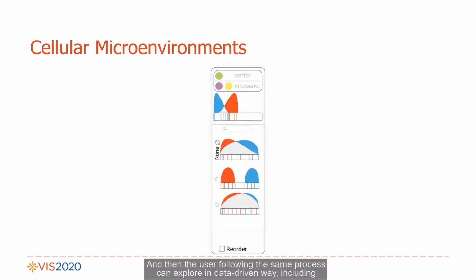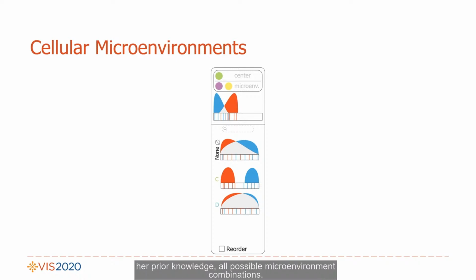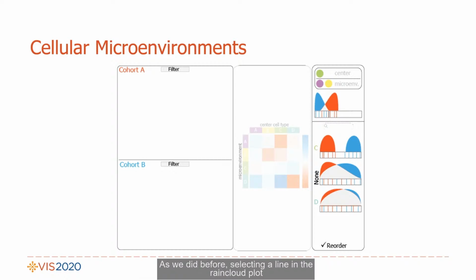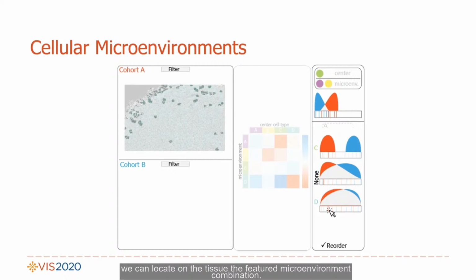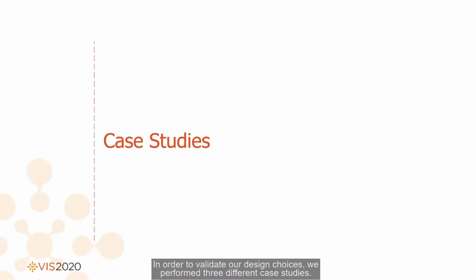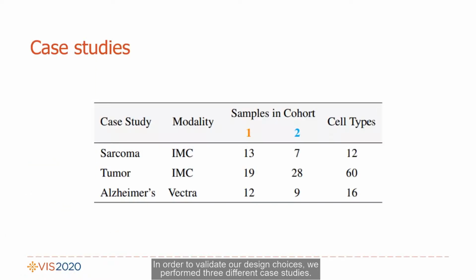And then the user, following the same process, can explore in a data-driven way, including prior knowledge, all possible microenvironment combinations. As we did before, selecting a line in the rain cloud plot, we can locate on the tissue the featured microenvironment combination. In order to validate our design choices, we performed 3 different case studies.